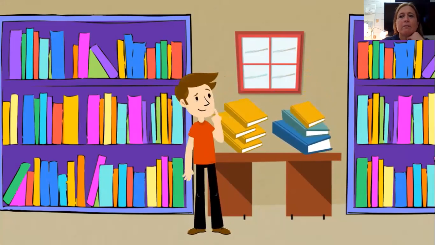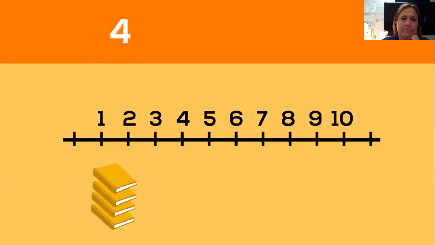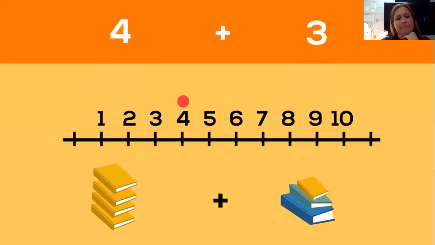Let's use a number line to find out. Jake started with 4 books, which means we start at 4 on the number line. Since he borrowed 3 more books, we must move to the right 3 times.